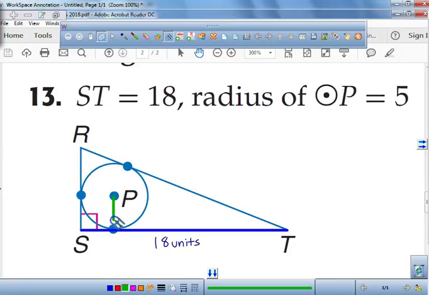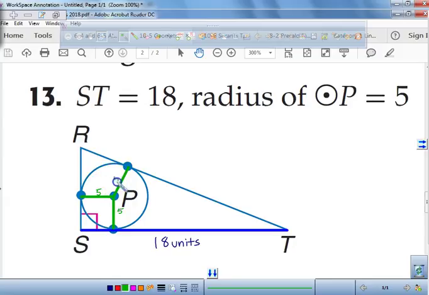Now, the distance from P to S, the distance from P to this point right here, and the distance from P to this point right here, it's 5, because the radius of circle P is 5, and this is the radius. So you're going to call this a 5, you're going to call this a 5, and you're going to call this a 5. Go ahead. What do you notice, Linux?